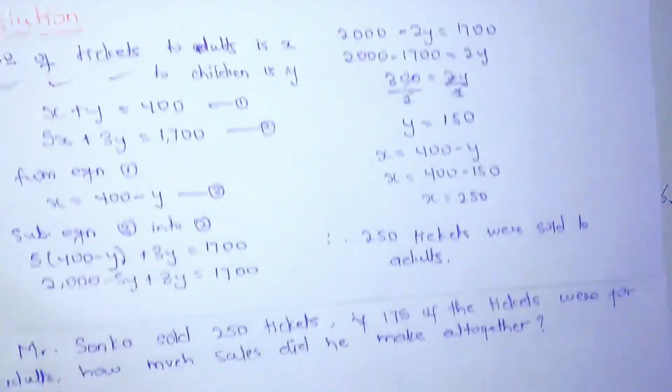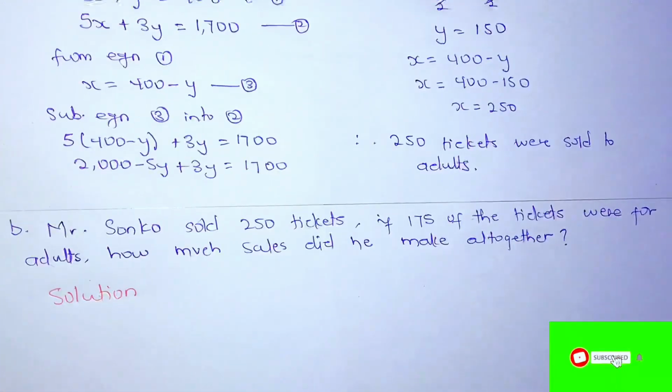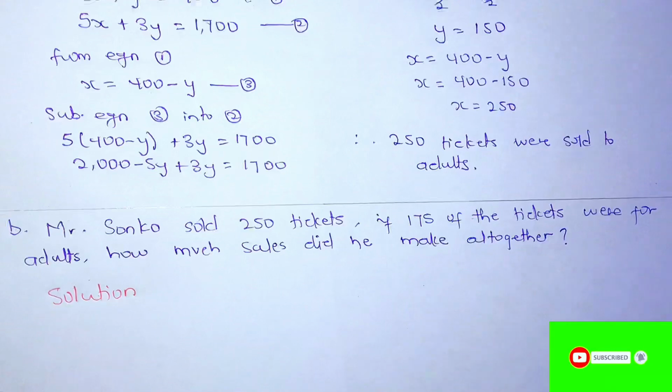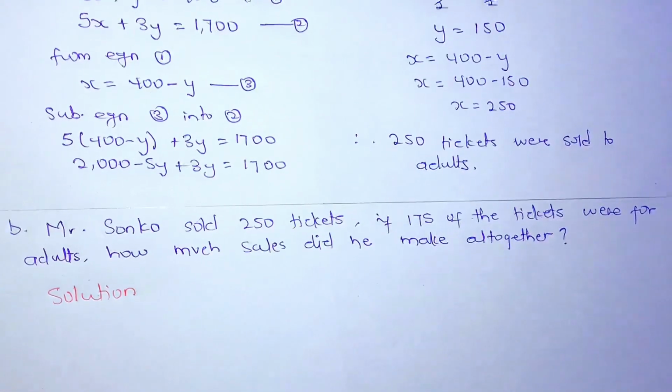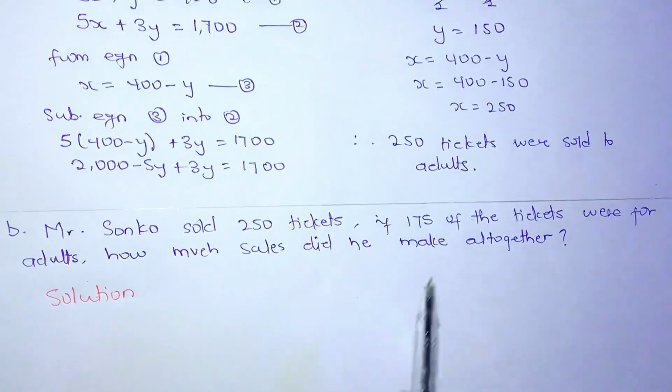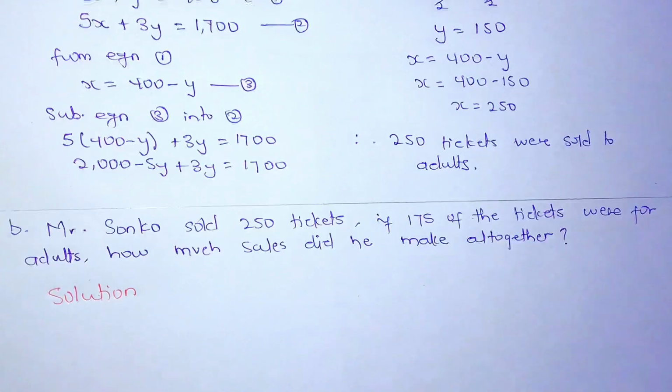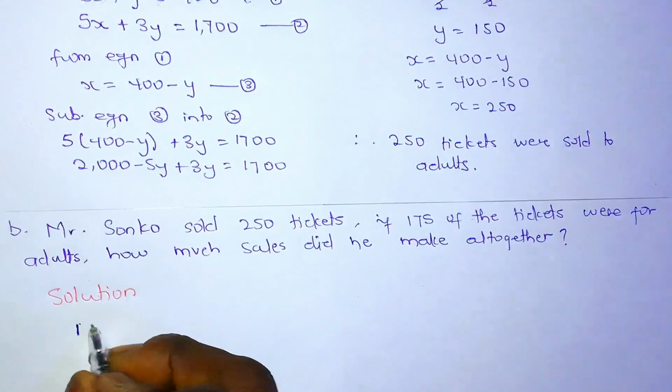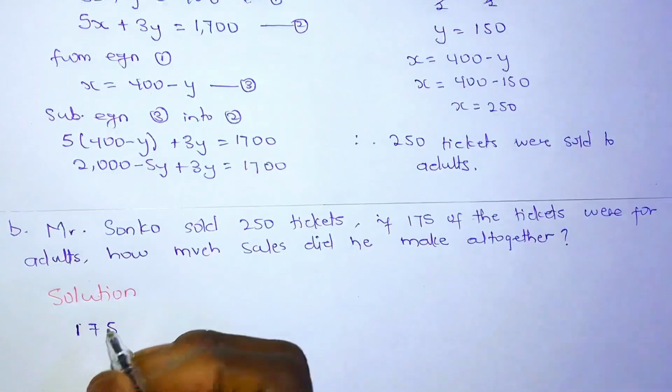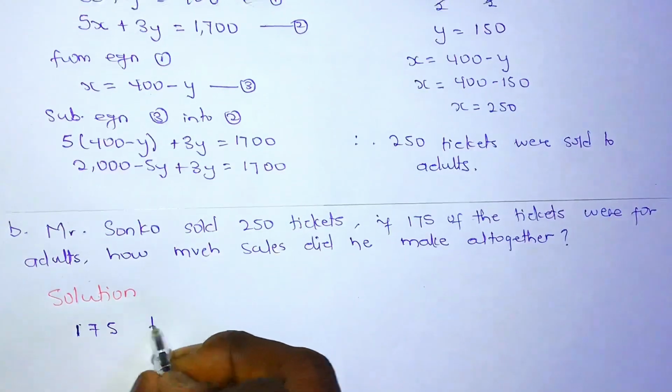Okay, now on the B. Mr. Sanko sold 200 tickets. If 175 of the tickets were for adults, how much sales did he make all together? So 175 of the tickets were for adults. So 175 to adults.